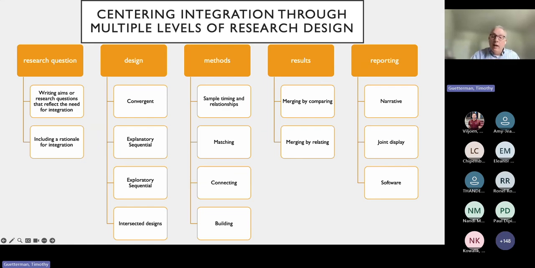And I would say that I prefer joint displays, but I also like joint displays because I feel like once you create a joint display, it's then actually easier to write the narrative. It gives you a way to structure your results section, reporting your mixed method results. And then I just briefly mentioned the value of software.